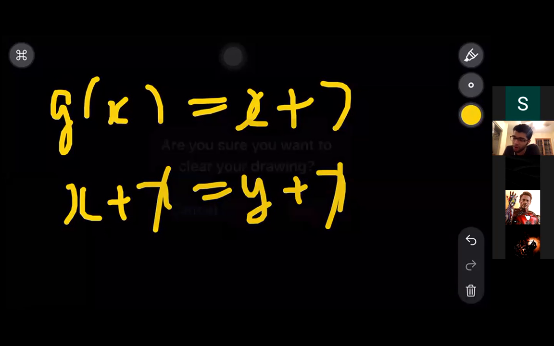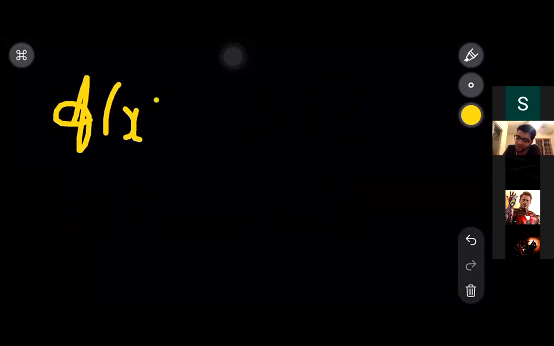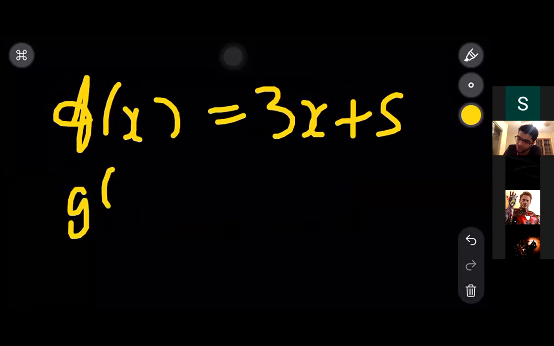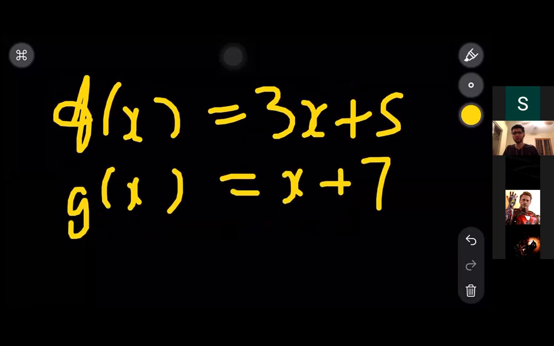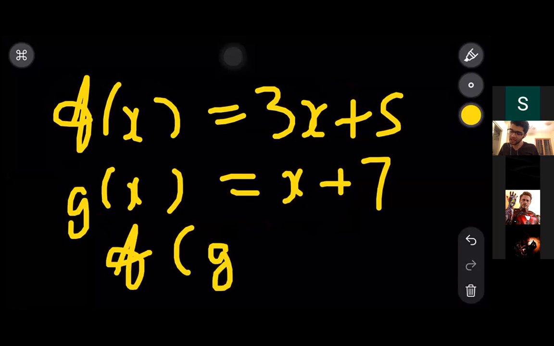Now let's see what will happen if I combine the two functions. I have f of x equals 3x plus 5, the first function. Now I have g of x equals x plus 7. What I want to do now is do something really crazy. I want to do f of g of x.